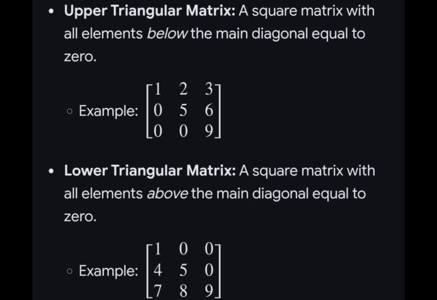Also, a rectangular matrix is one of order m cross n, with m rows and n columns, where the number of rows and the number of columns never remain the same, and m is not equal to n.